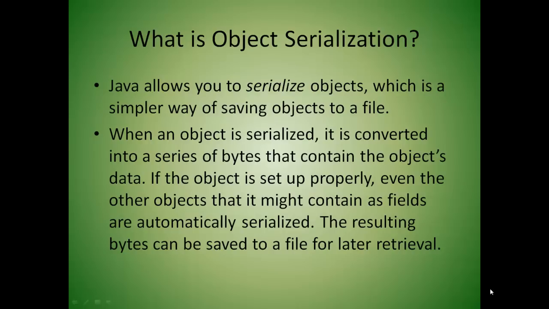Enjoy! Java allows you to serialize objects, which is a simpler way of saving objects to a file. When an object is serialized, it is converted into a series of bytes that contain the object's data. If the object is set up properly, even the other objects that it might contain as fields are automatically serialized. The resulting bytes can then be stored to a file for later retrieval.